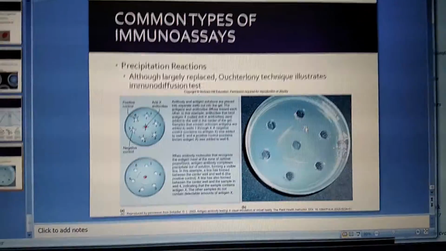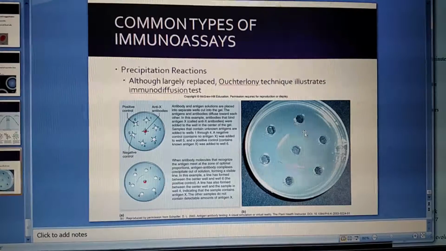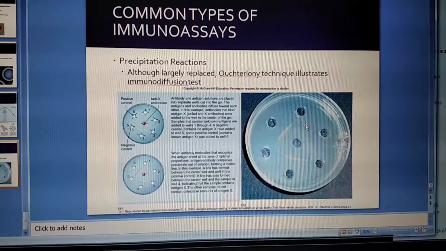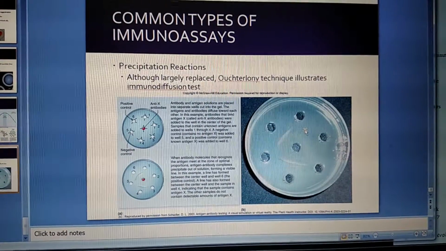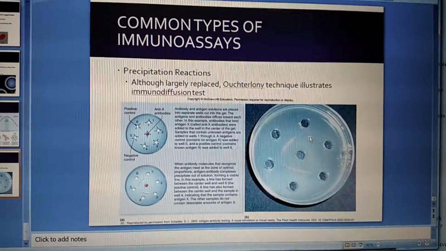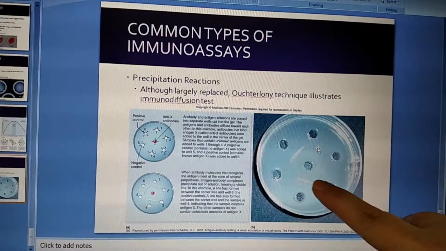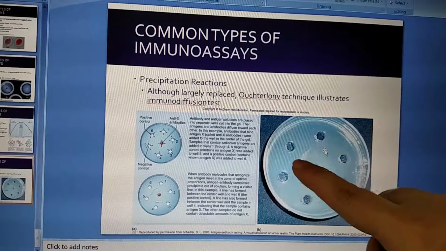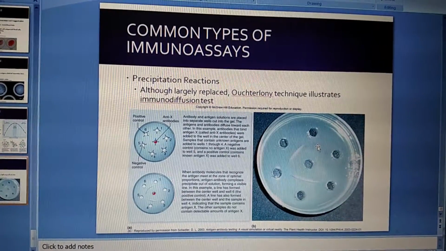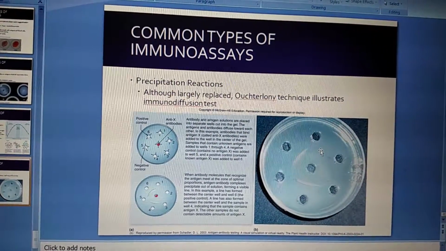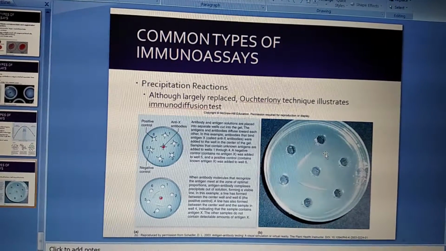So an example is the Ochterlony technique. So you actually will put antibodies in the middle and put antigens around the side. They're all going to fuse towards each other, and you can actually see here this line and this line. That indicates positives because you actually have antibodies and antigens attaching.